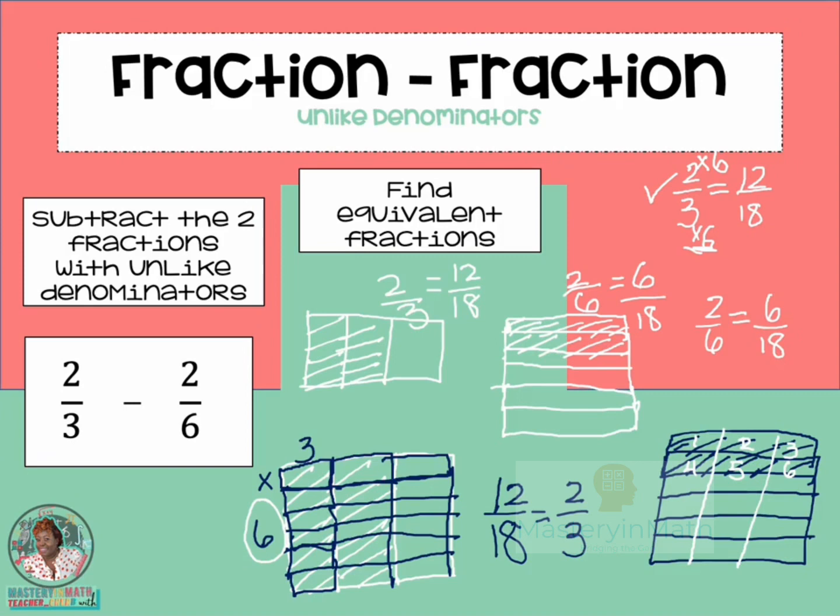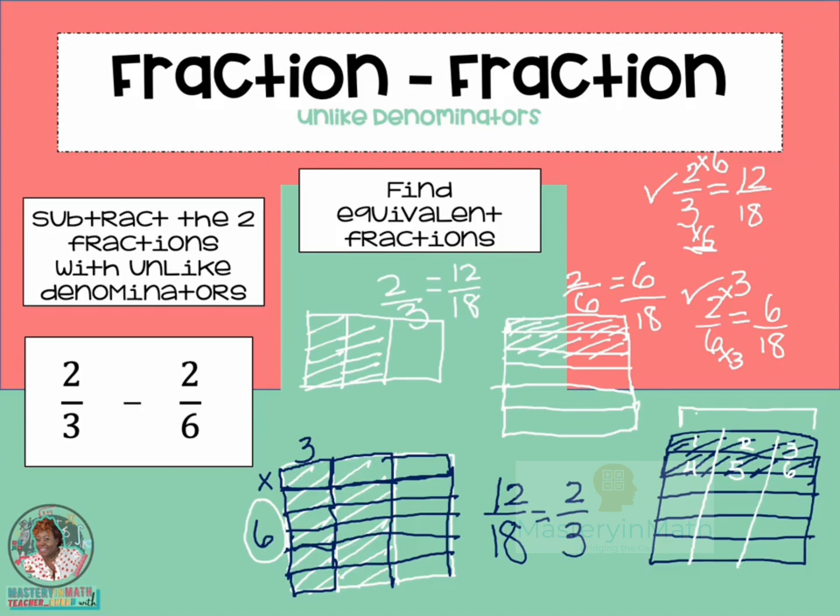Now you're going to look at your 2/6, set it equal to 6/18. And then you're going to ask yourself, how do you go from 6 to 18? You multiply it by 3, which is what we did over here. And let's see, 2 times 3 is equal to 6. So far, so good. Check. But now look, we need to subtract. That's just equivalent fractions that we find. We need to make sure that now we can subtract because our denominators are the same.